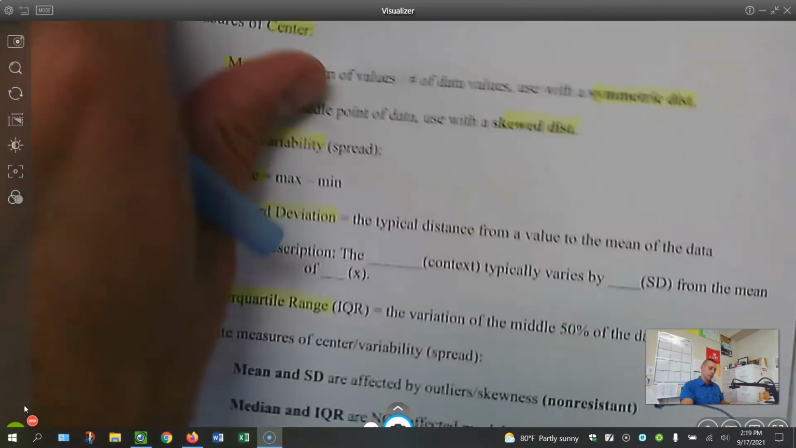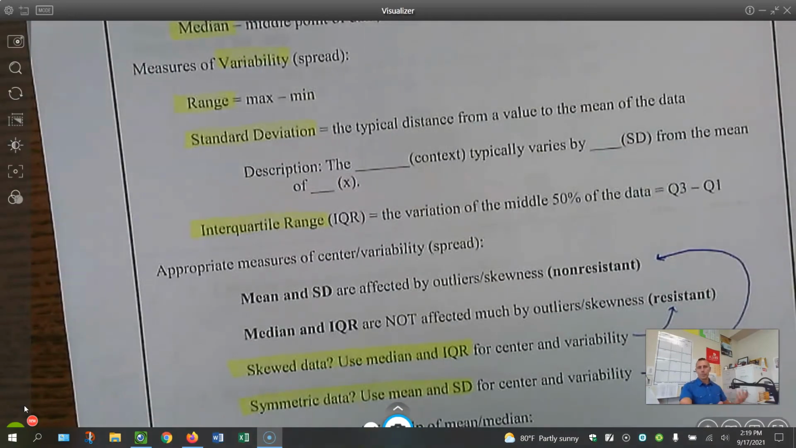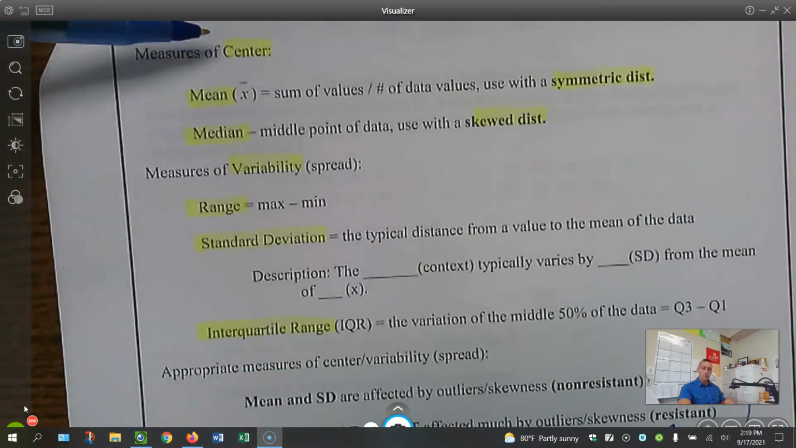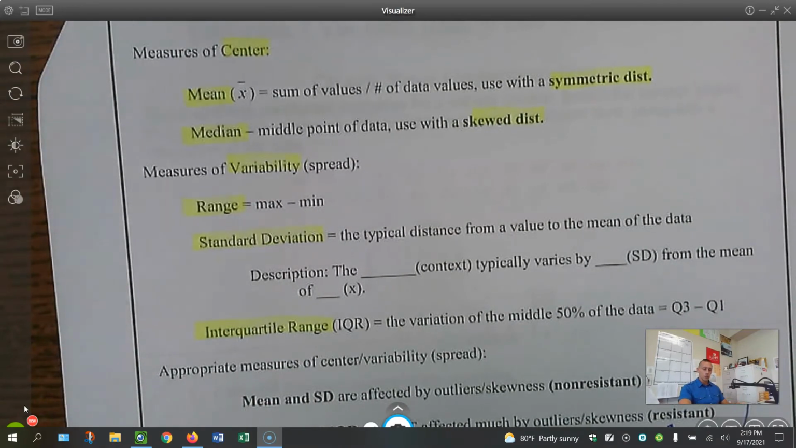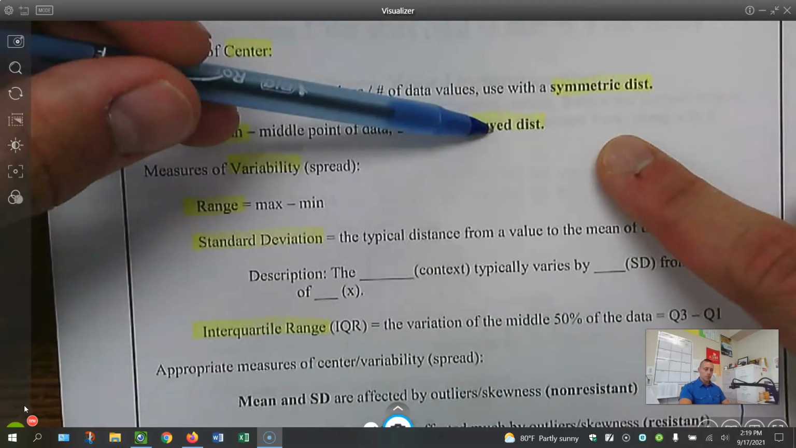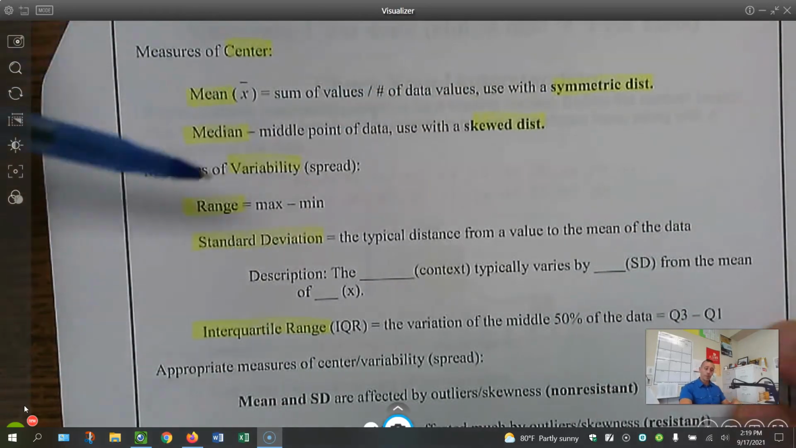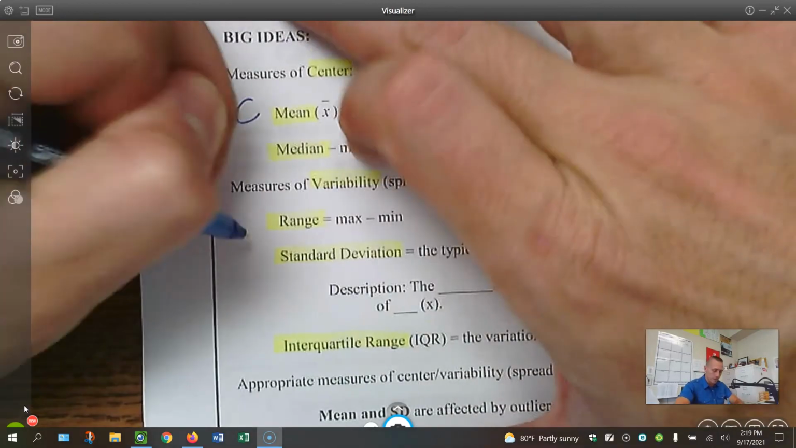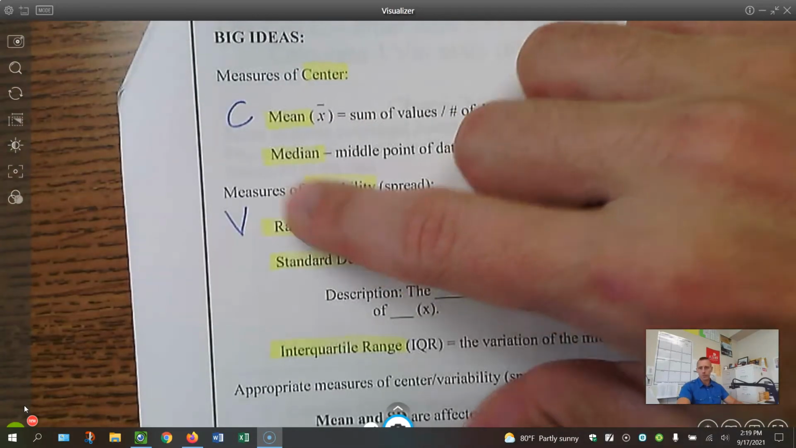All right. So this is just a lot of summarizing here. I highlighted some things. I'm going to talk through this. Measures of center, there's two, mean and median. We use mean if we have a symmetric distribution, and median if we have a skewed distribution. Variability or spread. So this, when we're thinking about VSCO, this is what we're talking about, center and variability here.